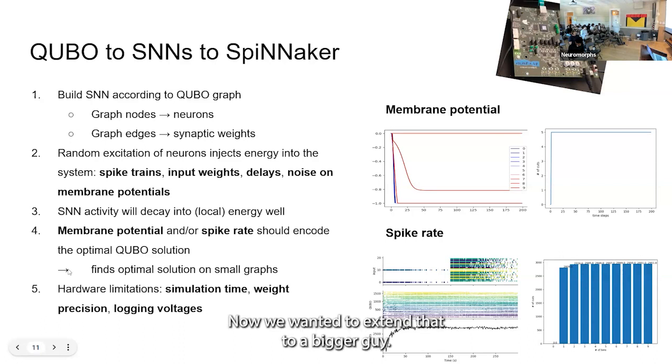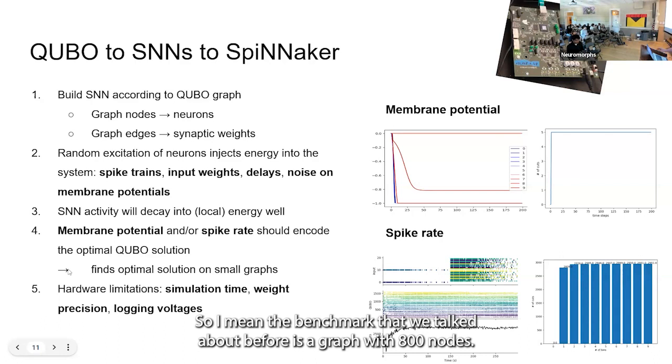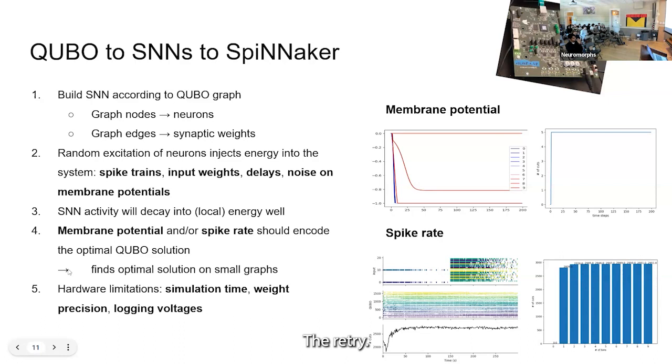Now we wanted to extend that to a bigger graph. The benchmark that we talked about before is a graph with 800 nodes. There we tried to do the same thing. In this case, this is the input spike trains, this is the spike activity of the QUBO matrix, and here you see the number of cuts over time.